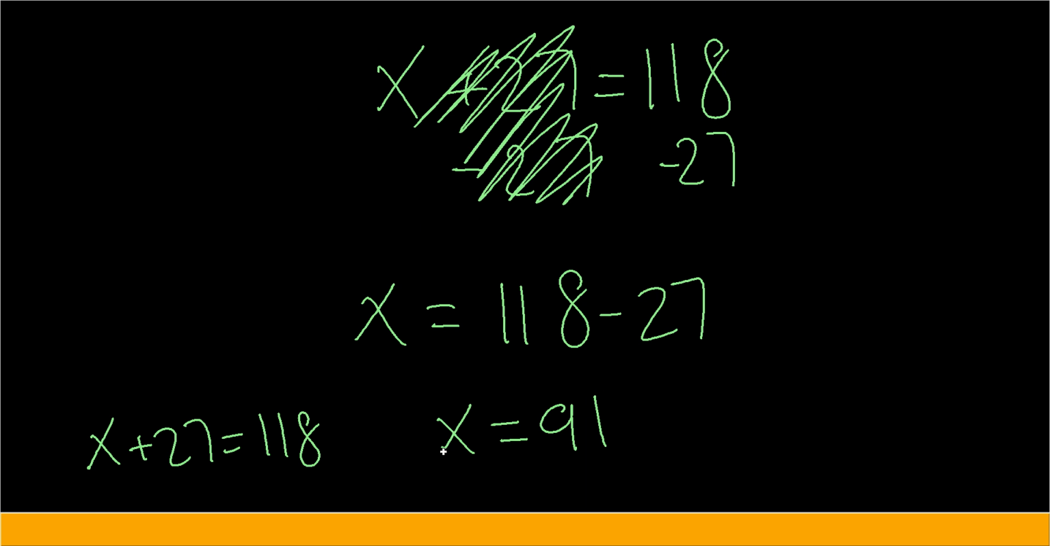And we can check this. We can say if x equals 91, we could put 91 right here in place of x. 91 plus 27 is 118. So we did it correctly.